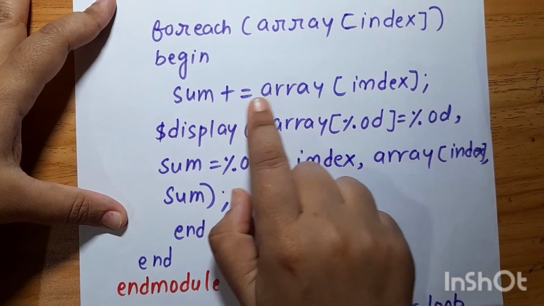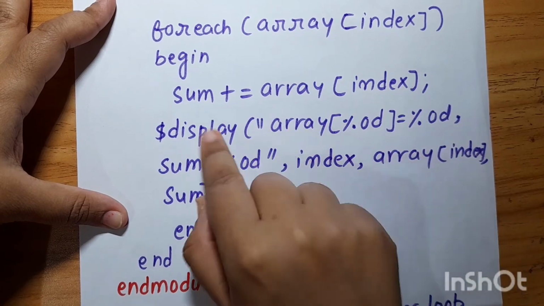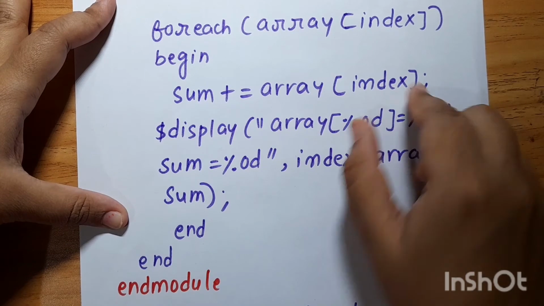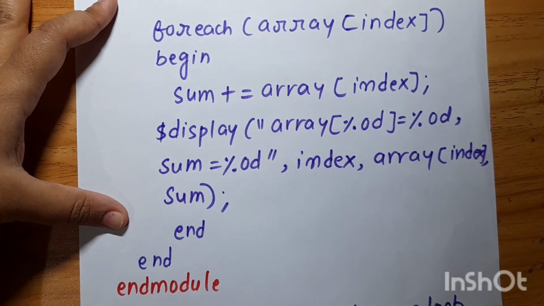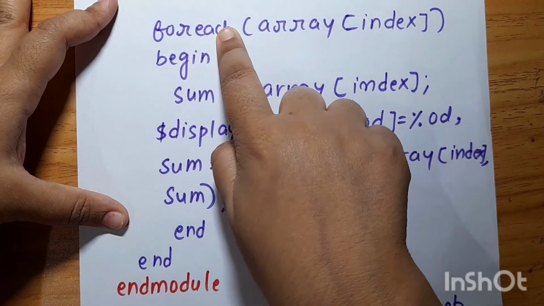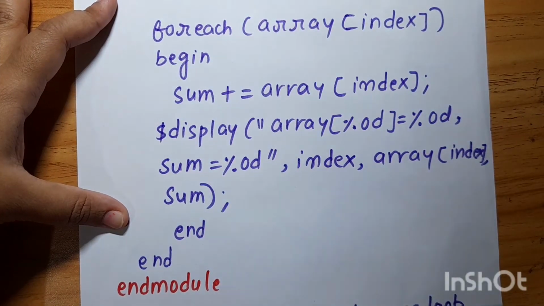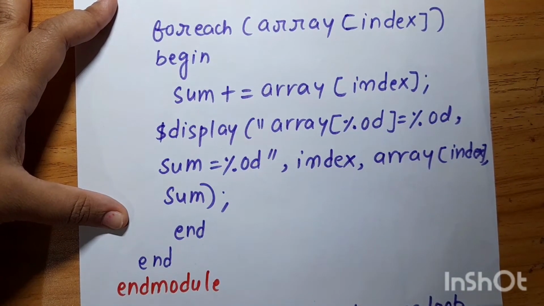Sum plus equal to array[index] semicolon means what? Sum is equal to sum plus array[index]. Okay, this way I am adding whatever element value is there in the array for a particular index to the previous value. As the foreach loop will go through all the indexes, what will the sum have? Sum will have the final sum value of all the 5 elements stored in the array.